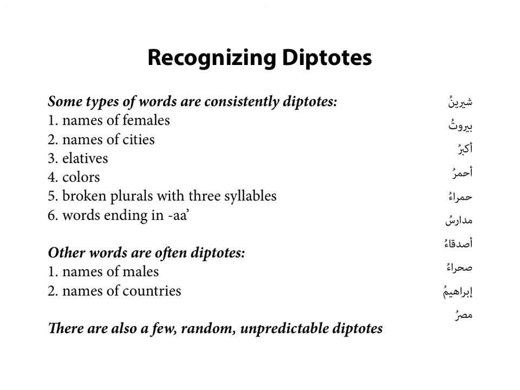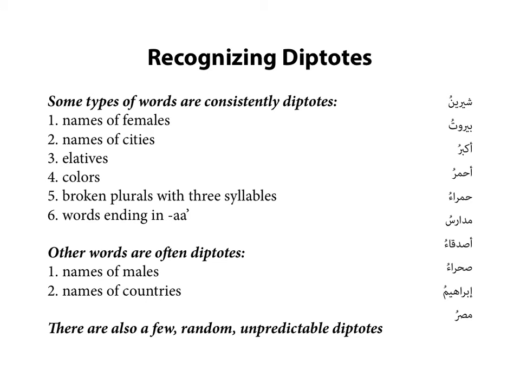So how do you know if a word is a diptote instead of a triptote? Well, part of it is just to memorize it and become accustomed to the system. But it turns out that most diptotes fall in certain classes. There are some types of words that are consistently diptotes, like names of females. So, for example, the name Shirin is a diptote when it doesn't have an article, which it doesn't, or a pronoun ending. You just get Shirinu, not Shirinun.